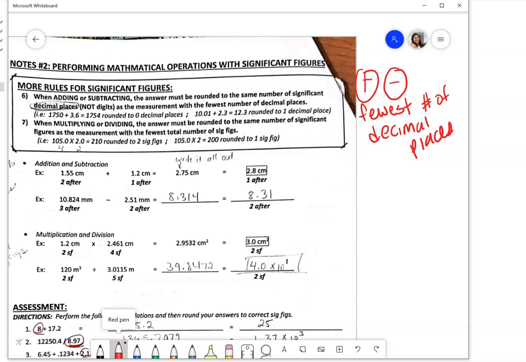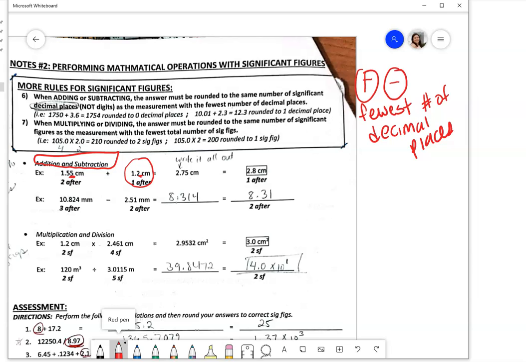Okay, so here's addition and subtraction. In the example here, you have 1.55 that has 2 decimal places. 1.2 has 1 decimal place. And so if you put it in your calculator, it's 2.75. Now, the rule for adding and subtracting tells me I have to use the fewest number of decimal places. So 1.2 has 1 decimal place after, so my answer has to also have 1 decimal place after. So here's an example that we did in class.